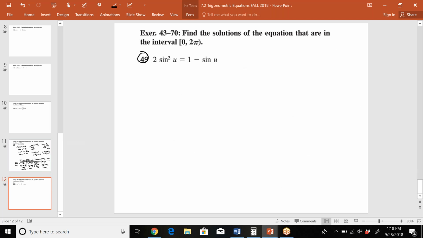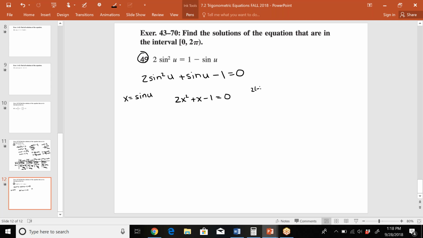Okay, so then our very last one is this one. It looks like sort of a trinomial because I see sine squared and sine to the first. Good news is they're both sines, so that means we can just start off by getting everything set up like a trinomial. So I'll add the sine u back over and I'll subtract that 1 over so that everything's on this side. If you imagine letting x stand for sine u, then you can say that this is 2x squared plus x minus 1 equals 0.